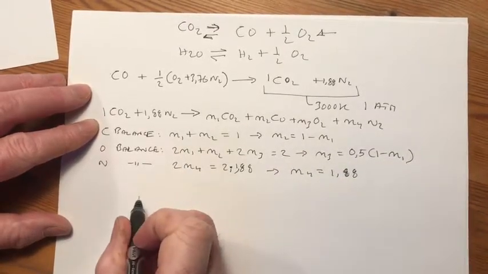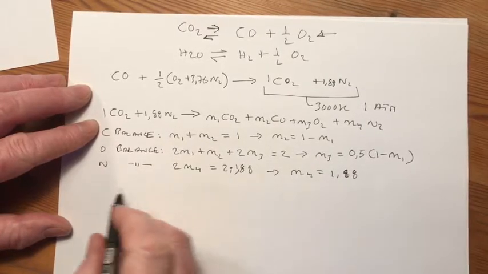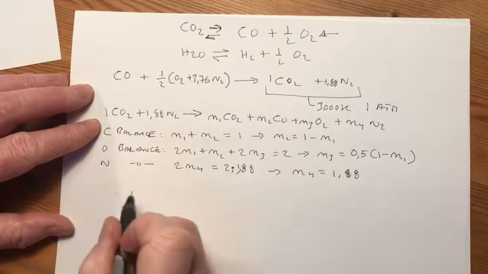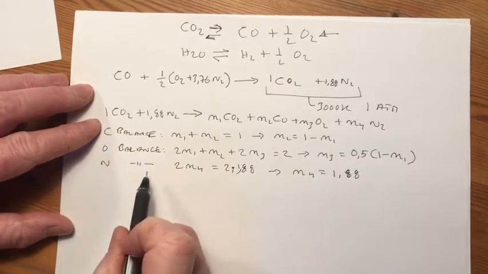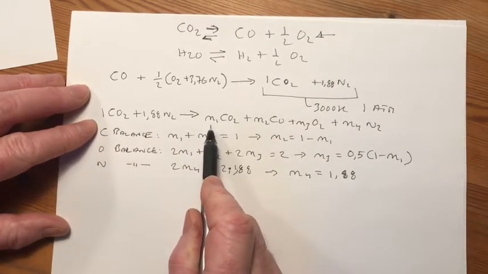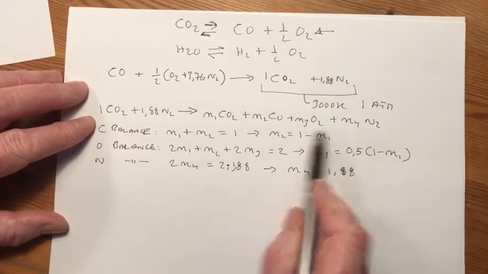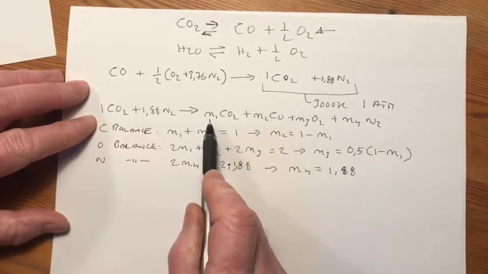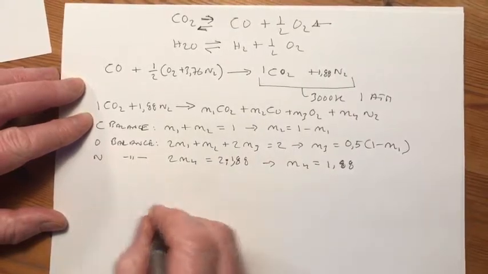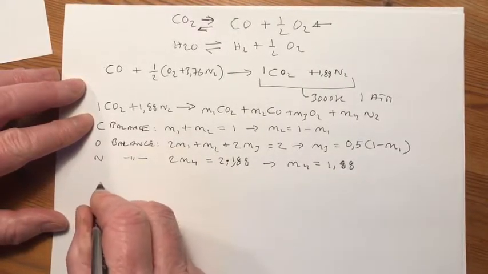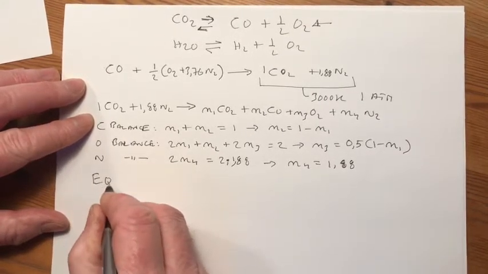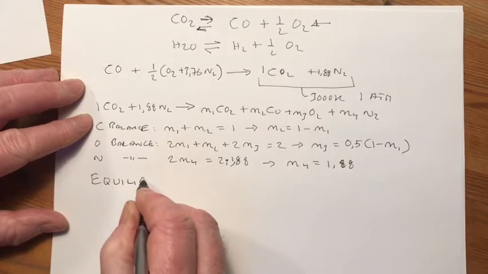Good. So what we're going to have a look at is what is the composition under what we call equilibrium. So this is the composition we're trying to determine. What are the coefficients here? What are the numbers? So in order to do that, we make use of the equilibrium constant.